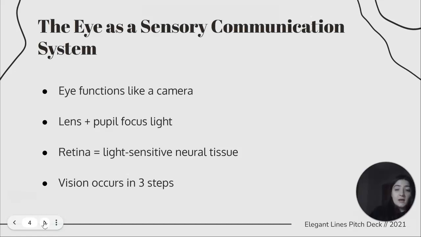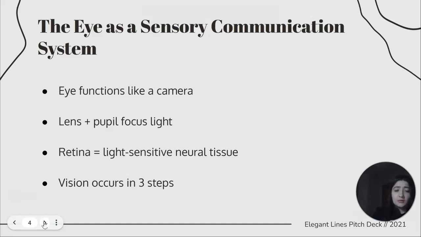Vision is the process of converting the light that's reflected from objects into a mental image. This happens in three major steps. First, light will enter the eye and is then focused on the retina. Second, the photoreceptors in the retina transduce the light energy into electrical signals. And third, the neural pathways carry and process those signals in the brain, particularly in the thalamus and the visual cortex.